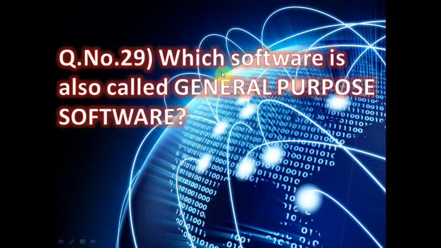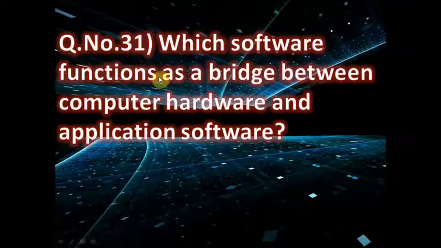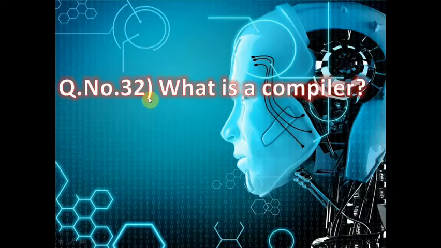Now next number 29, which software is also called general purpose software? Now question number 30, give any two examples of packaged software. Now question number 31, which software functions as a bridge between computer hardware and application software? It means which software acts as an interface between the computer hardware and application software? Name the software. Now question number 32, what is a compiler? In simple words you have to define and say the answer, what is a compiler.